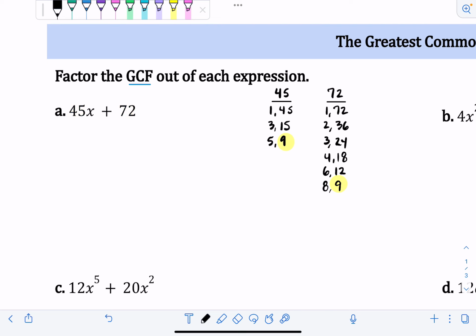Okay, so we've already figured out the GCF is 9. And the GCF is something that we also divide out of each term. So I can do 45x divided by 9. 45 divided by 9 is 5. And for the x, I'm not dividing the x by any more x's, so that stays the same. And then 72 divided by 9 would leave me with 8. So I have the same answer as I did before: 9, and then parentheses 5x plus 8. That's my final answer.